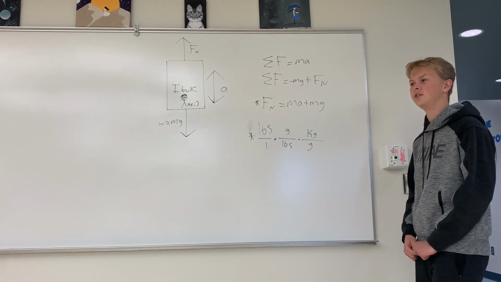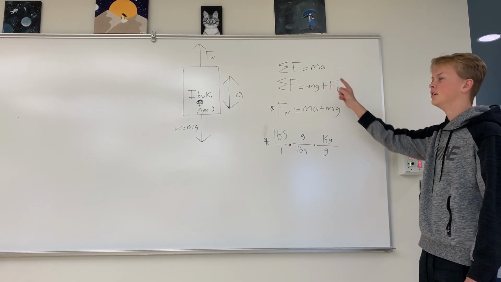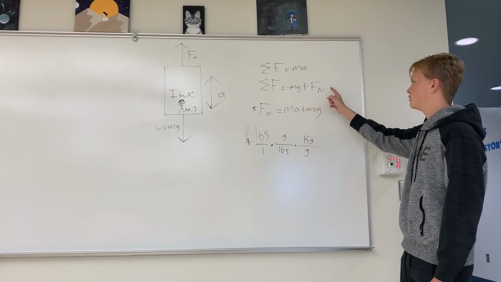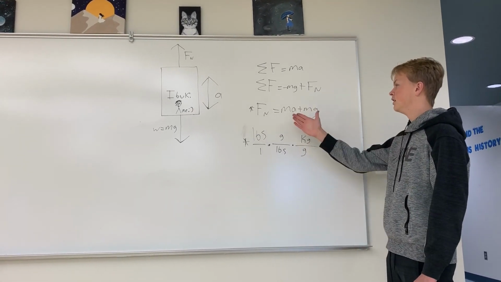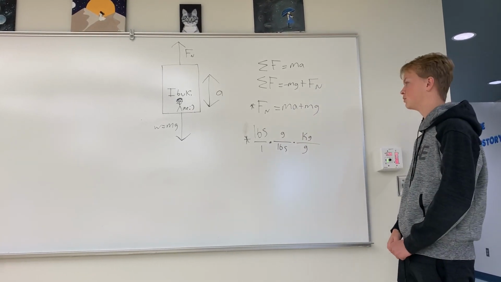So the 2 equations we can use to find acceleration are: the total net force equals mass times acceleration, and the total net force equals the negative weight since it's going down, plus the normal force. When combining these 2, we can get our equation for acceleration: the normal force equals mass times acceleration plus mass times the force of gravity.